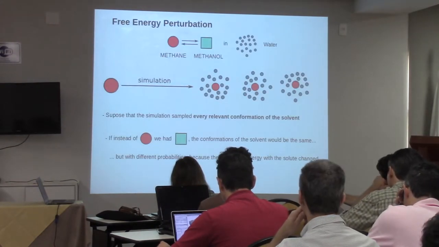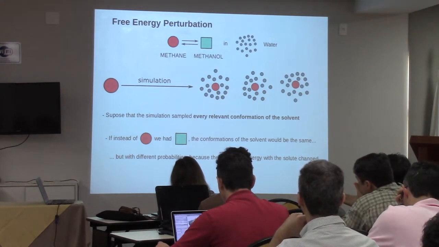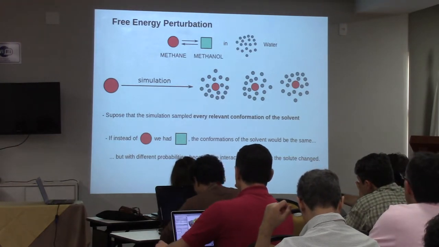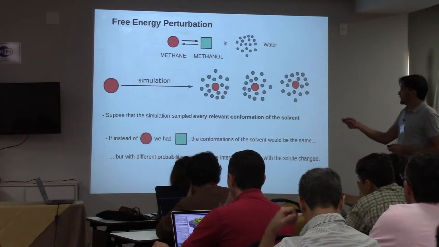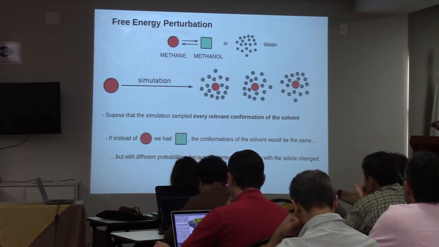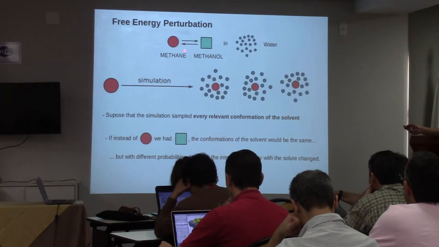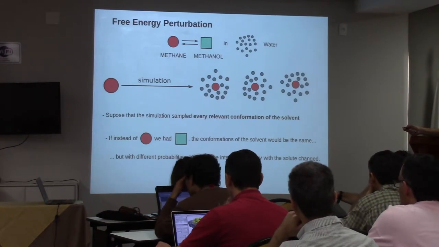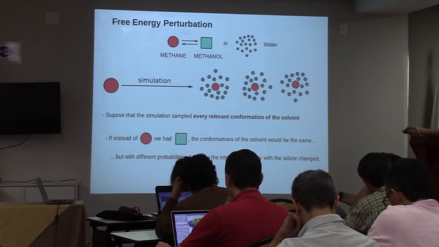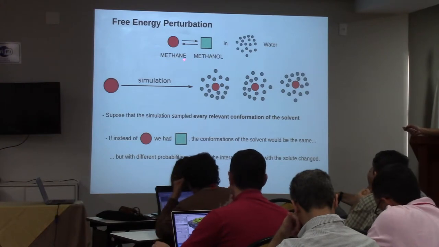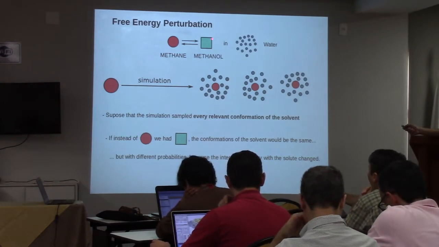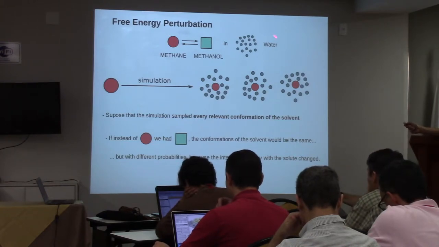So now the second general way of doing this kind of simulation, which we call the free energy perturbation method. Suppose that we now want to do a transformation. The transformation may be anything, but here suppose it is something relatively simple, like methane being transformed into methanol. But I will be using this notation more: you want to transform a red ball into a green square in a simulation, and this transformation occurs in water.